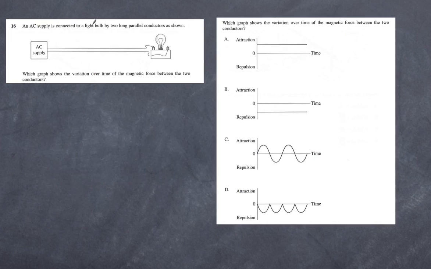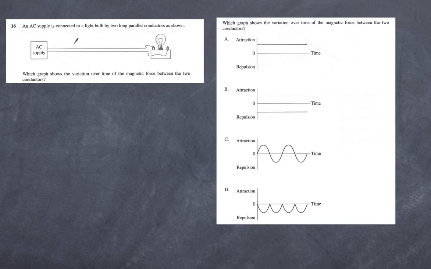The AC supply is connected to a light bulb by two long parallel conductors as shown. Which graph shows the variation over time of the magnetic force between the two conductors? Is it all attraction or repulsion? Is this a sinusoidal wave or is it D?